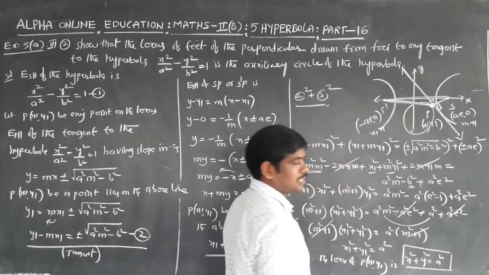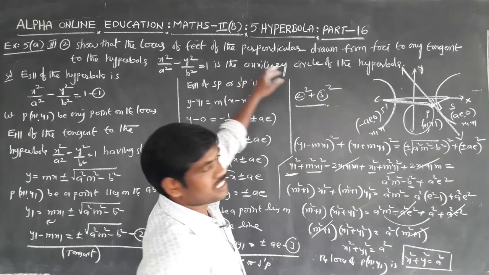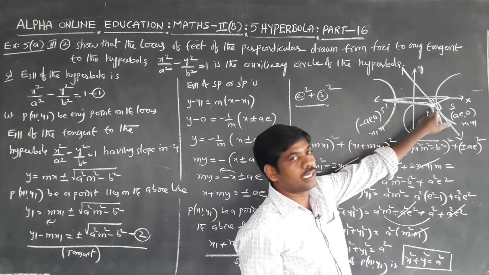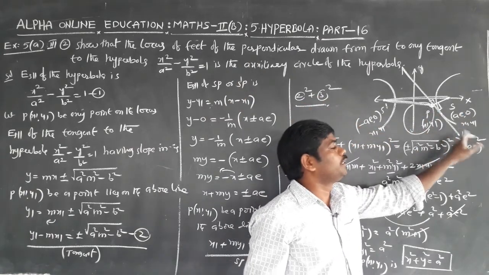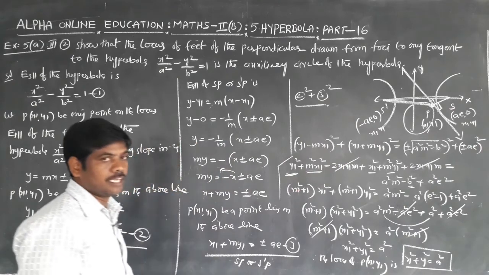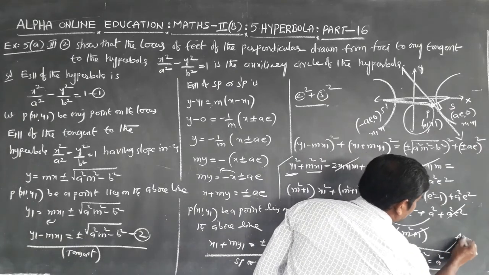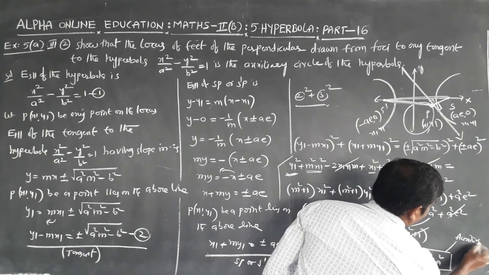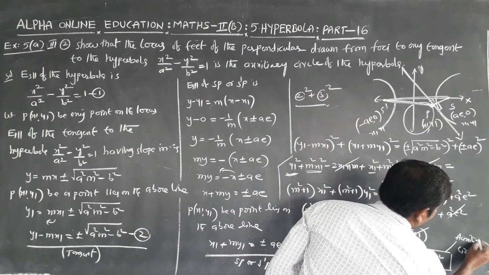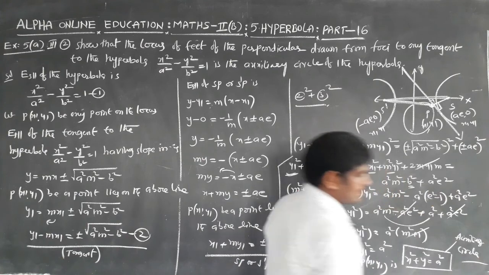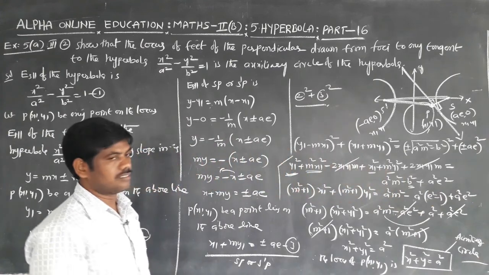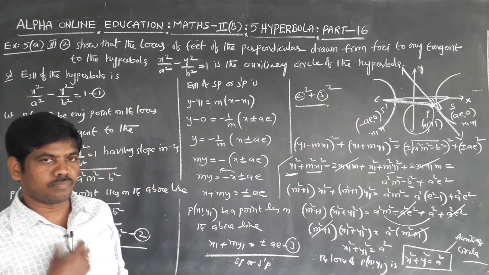The locus of the foot of the perpendicular drawn from the foci to any tangent of the hyperbola is the auxiliary circle. This is the answer. This is the most important problem.